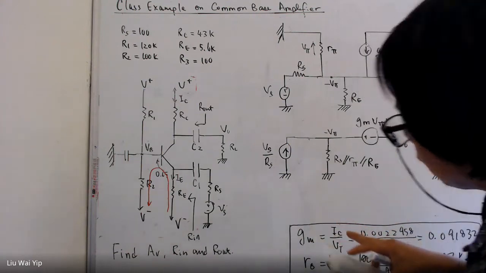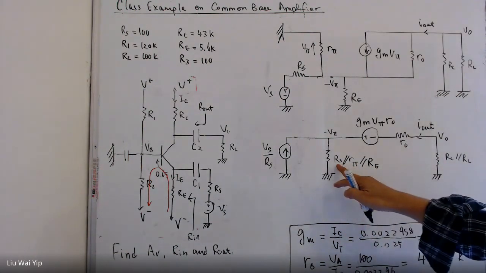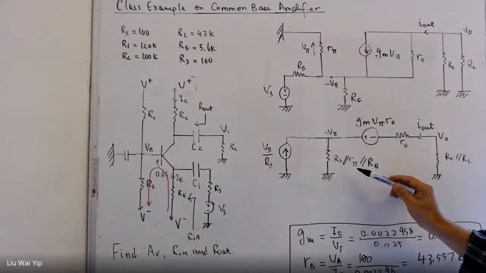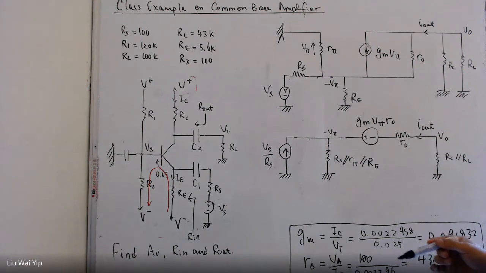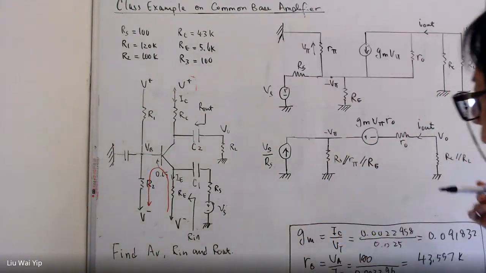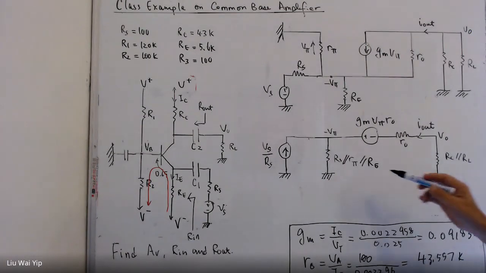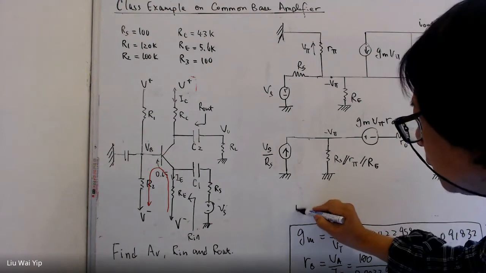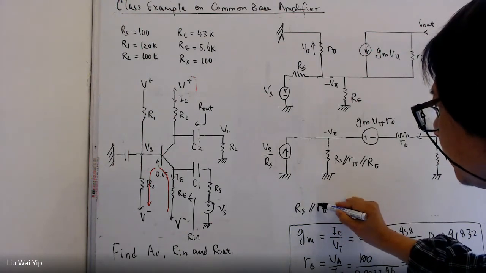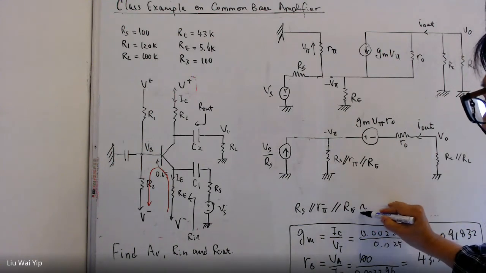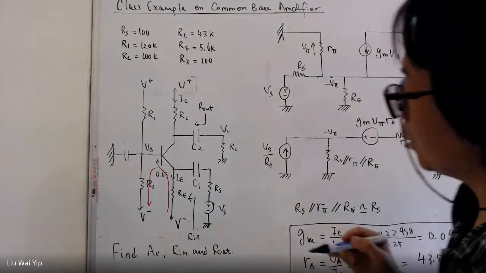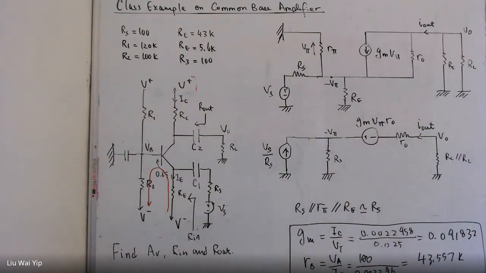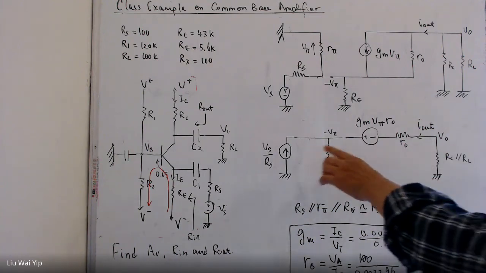And before going forward, let me just emphasize here. You have RS. RS is a very small value, 100. But R pi is usually a very large value, about several 40K, something like this. And RE is another large value. So basically, we can just assume RS in parallel with R pi and RE is approximately equal to RS because RS is just 100. So what we can do here is we can just approximate this as this circuit without affecting the accuracy. And now the circuit is much simpler.